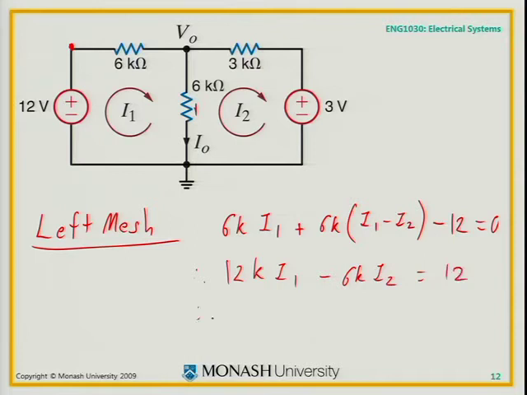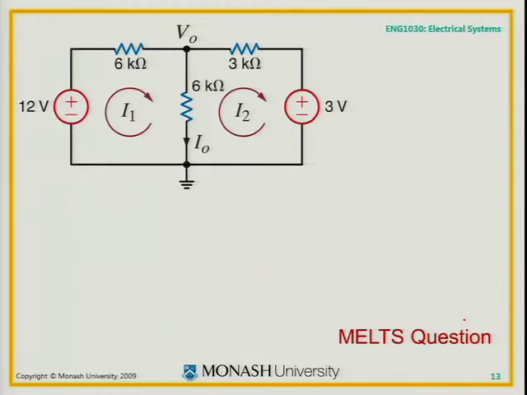Therefore, do I want to divide through by 12K? Divide through by 6K: 2I1 minus I2 equals 2 milliamps. 2I1 minus I2 equals 2 milliamps after we've arranged it. I hope that's okay, because your next task is to do the right mesh. But I've got to ask the question first.